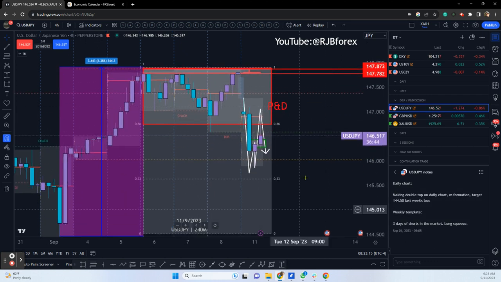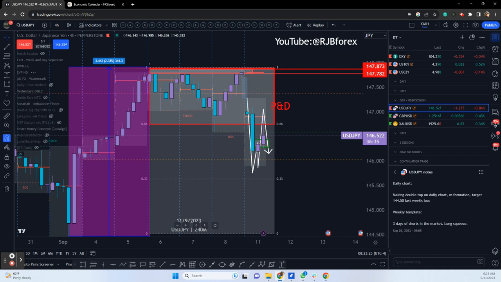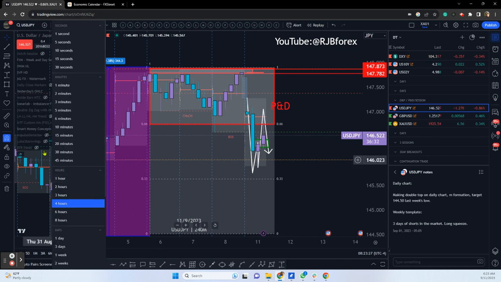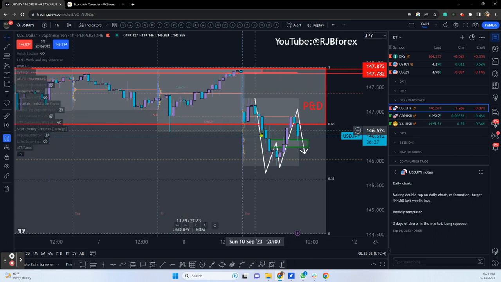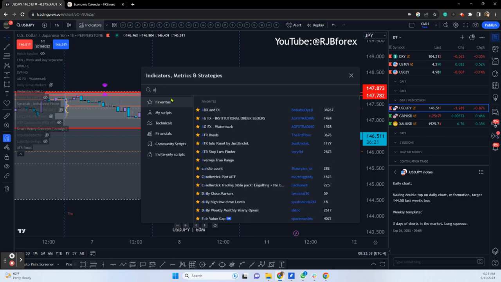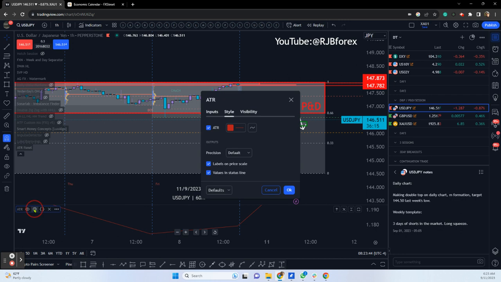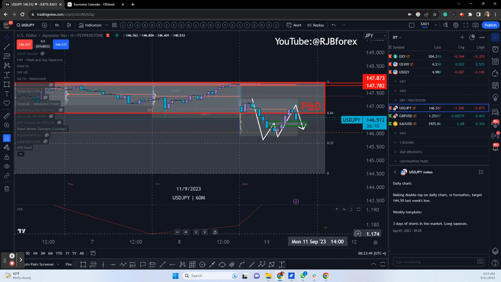What's the ATR on this? Doesn't give me it. Why not? It should be there. I can't see it for some reason. Bear with me. It doesn't want to give me the ATR. Okay, bizarre. Okay. 120 pips.